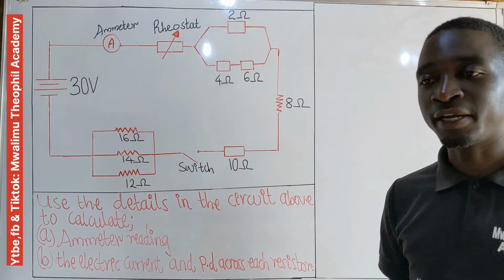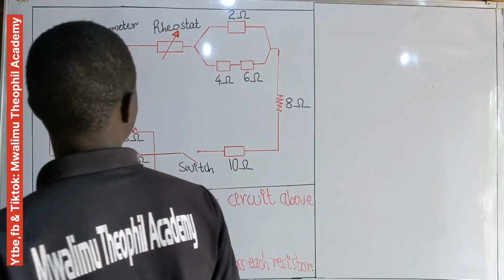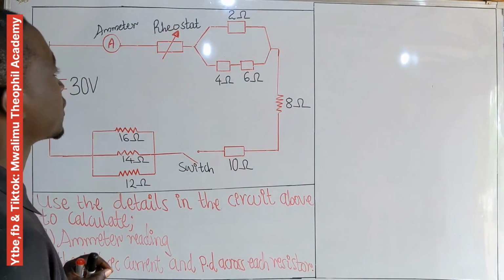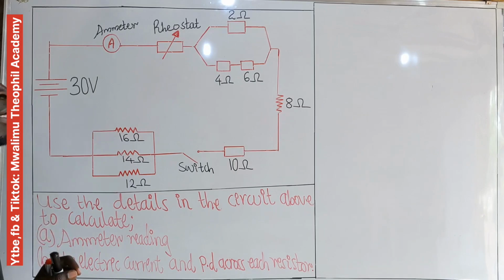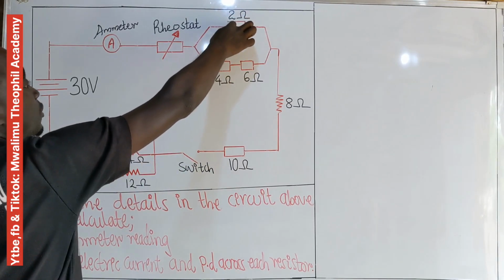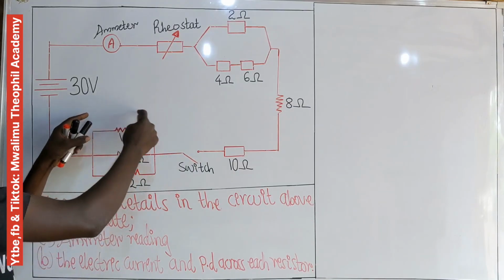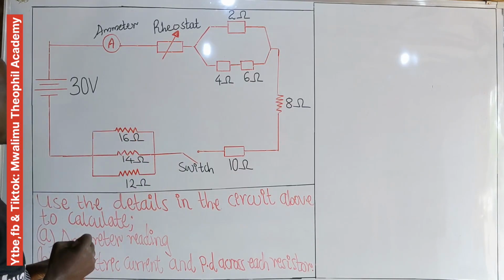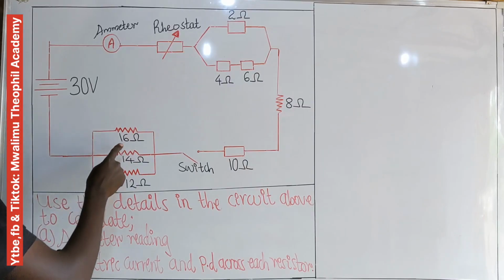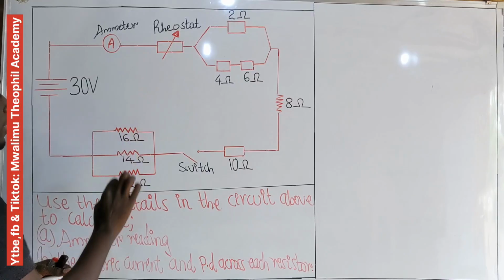Now, let's start. When you look well at this circuit, you will find that we have some resistors which are in parallel and some which are in series. For example, at this part, we have three resistors: this one, this, and this. Also, we have a second setup. This part contains three resistors which are also in parallel, meaning a 16 ohm resistor, a 14 ohm resistor, and a 12 ohm resistor are in parallel.